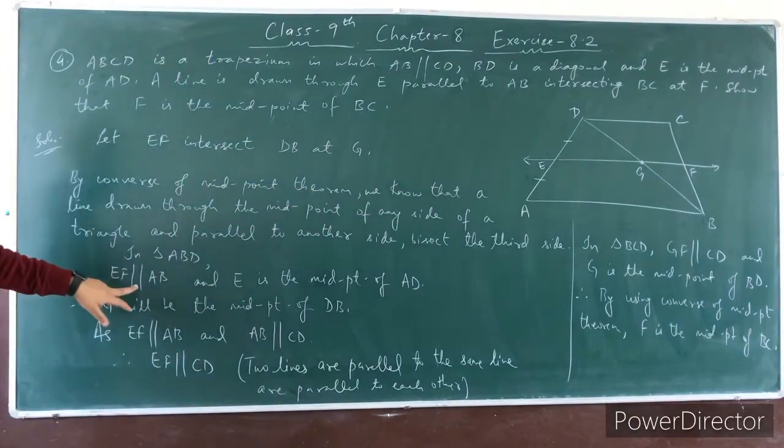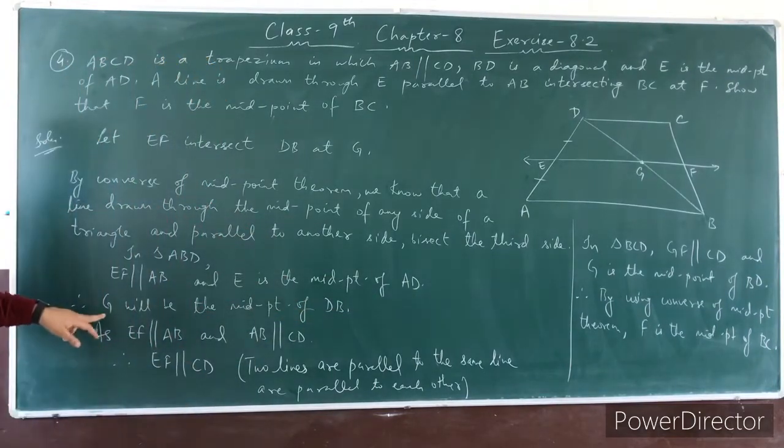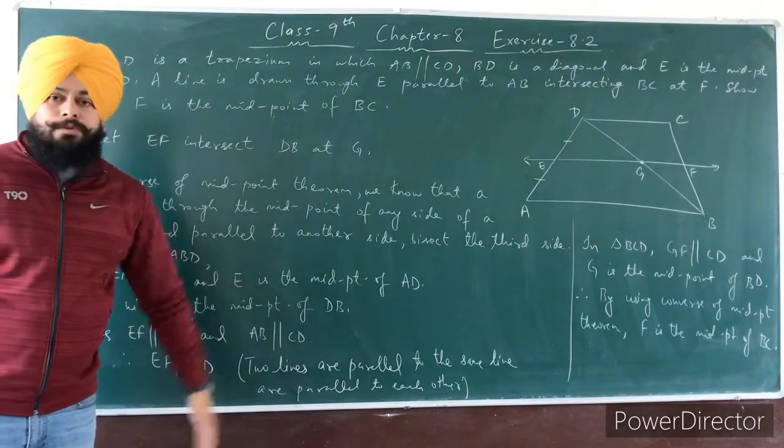So you can see here EF is parallel to AB and E is the midpoint of AD. Then G will be the midpoint of DB also.